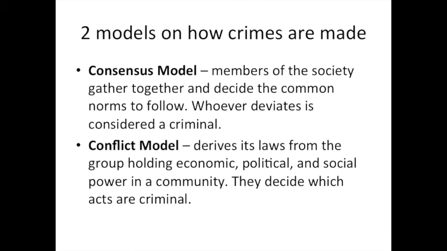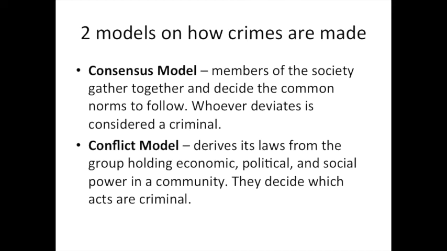Okay, two models on how crimes are made. First is consensus model. So, members of the society gather together and decide the common norms to follow. Whoever deviates is considered a criminal. So, parang agreement. So, this is sa dati pa. So, etong dalawang models, parang another explanation on how crimes are made.